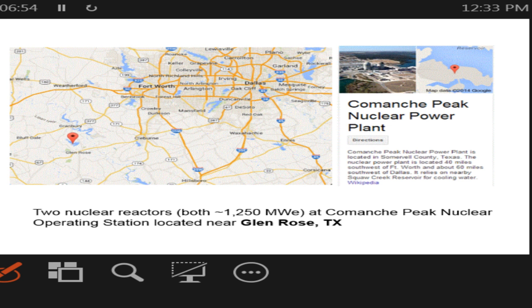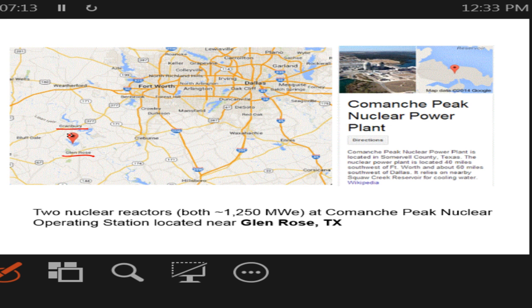How about any other nuclear power plants in the state of Texas generating electricity? Yes, there are. Just like there's 2 reactors at one site near Bay City, there's 2 reactors at one site near Glen Rose. Anybody from this area? Glen Rose, Granbury?